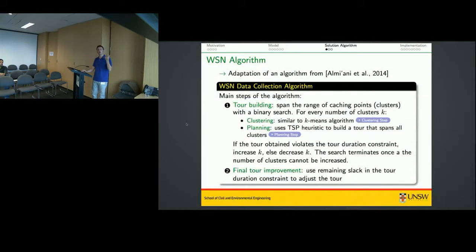So the final tour improvement will try to use the remaining slack in the tour duration constraint by looking at every cluster at a time, trying to get a node as close as possible to the cluster center, which would, on average, minimize the total distance, hence minimize the objective function in the model. Of course, this search could also be very complicated, but I know a very simple heuristic was used to keep the complexity low. And in practice, it was also observed that although the final tour improvement could improve things, it's still a marginal improvement with regards to the first step. So I hope I have been clear enough to give you the idea of the algorithm.